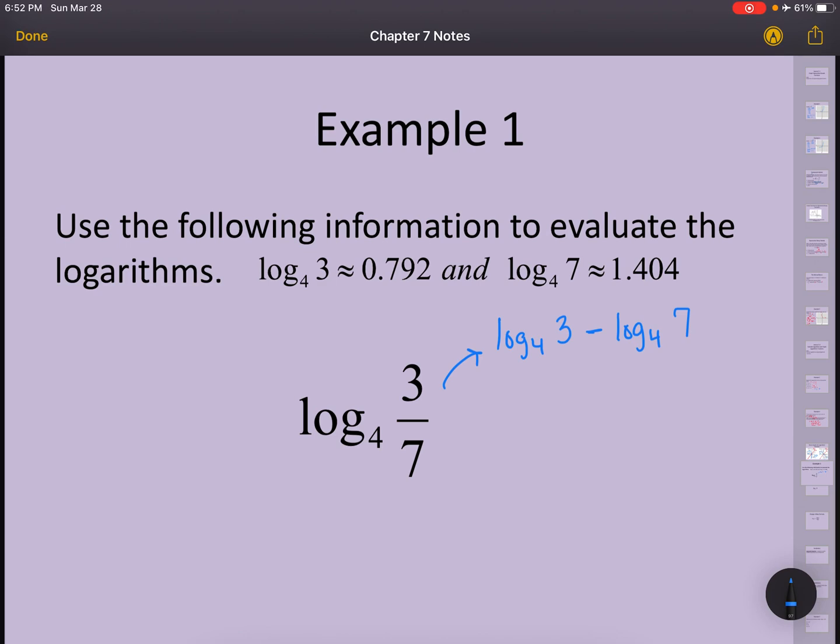And they give us what log base 4 of 3 is. That's 0.792. And the log base 4 of 7 was 1.404. So when I subtract those, I get about negative 0.612.